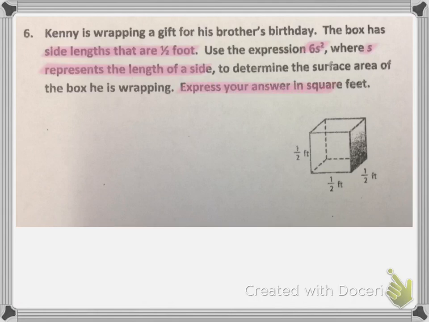Okay, and then it says we have to express our answer in square feet, and we're finding the surface area of the box. Well, you may not know how to find the surface area of the box, but the nice thing is we just have to use the expression we are given. So that expression is 6s squared, and in the problem we found that s equals 1/2 because s represents the length of a side and each side length is 1/2 of a foot. So s equals 1/2. So we just have to plug in and solve. Please pause the video to take a moment to do this, and when you're finished, press play to check.